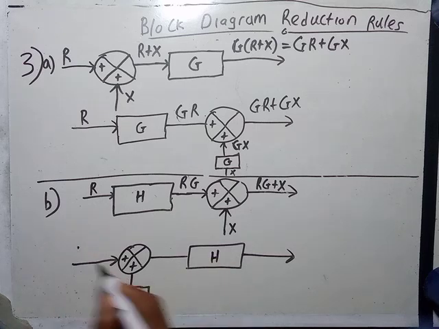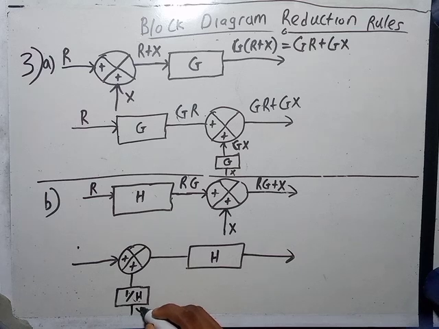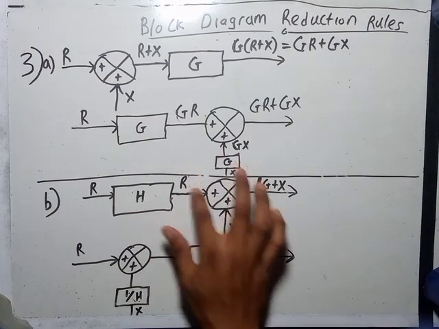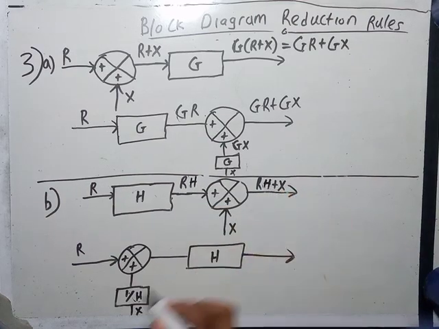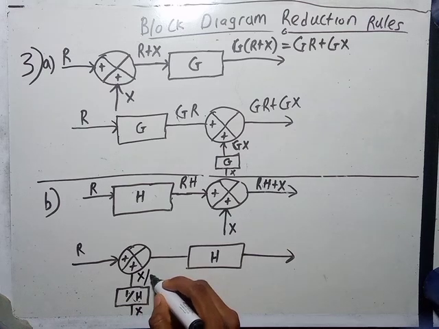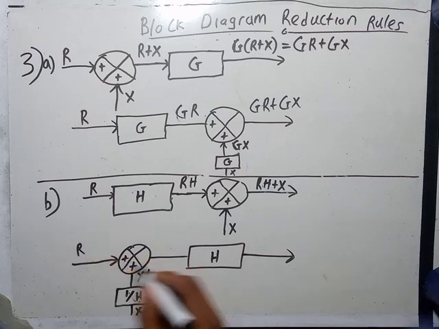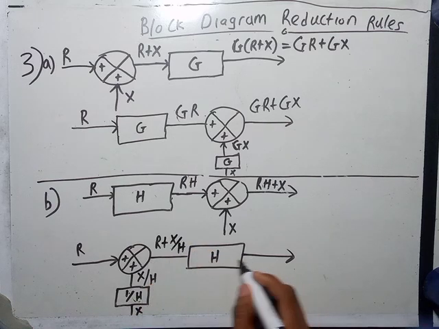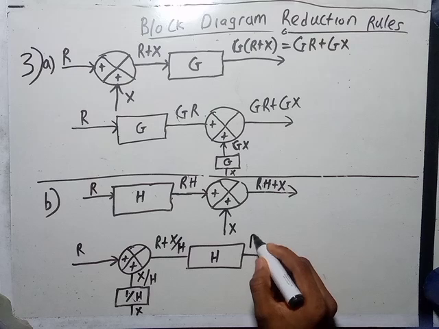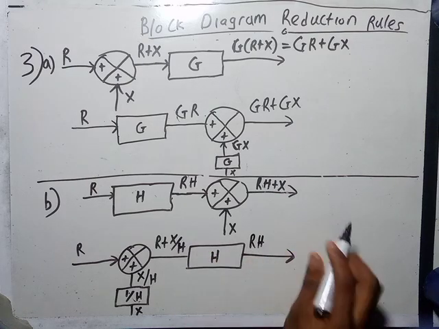So we had that here was X, here was R. Now going into here, we have R plus X times 1 over H, which is X over H. Adding up, we have R plus X over H. Passing through this box, we're having R H. The H will cancel this H, or I can still do it like this.